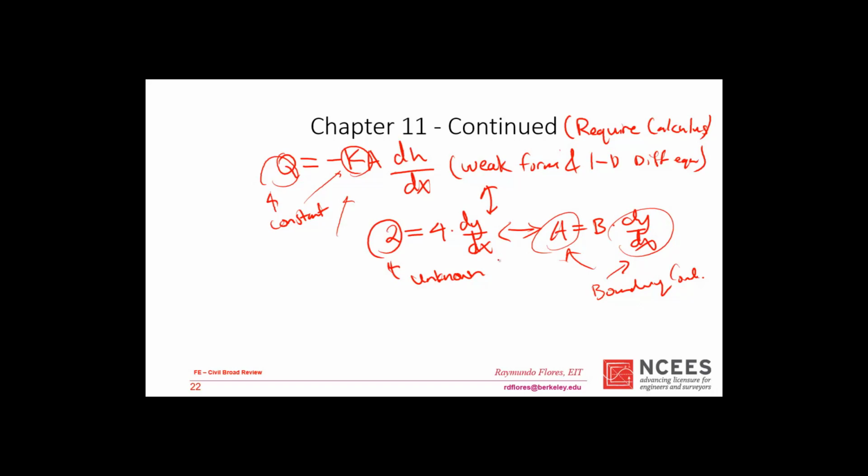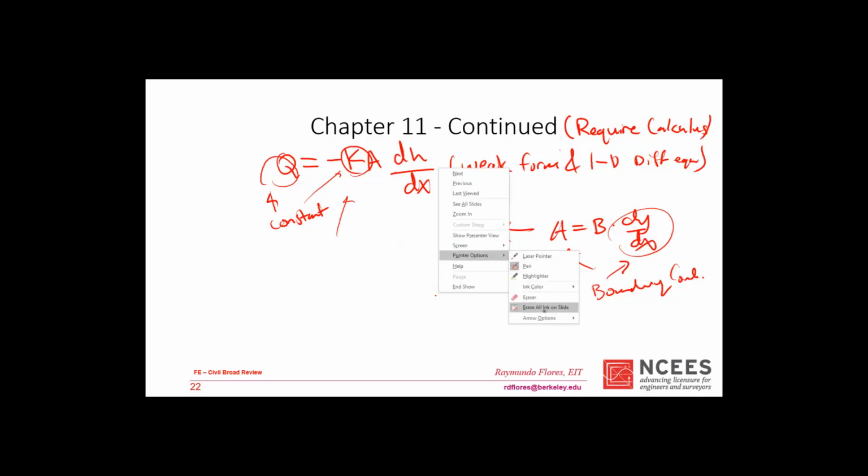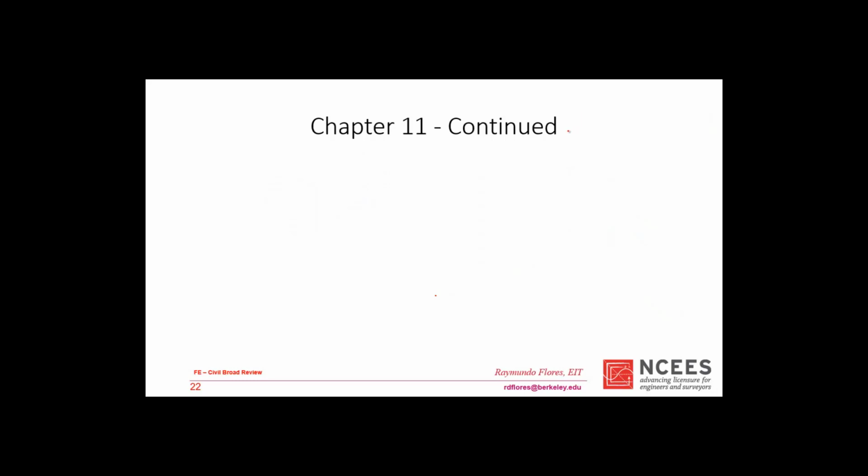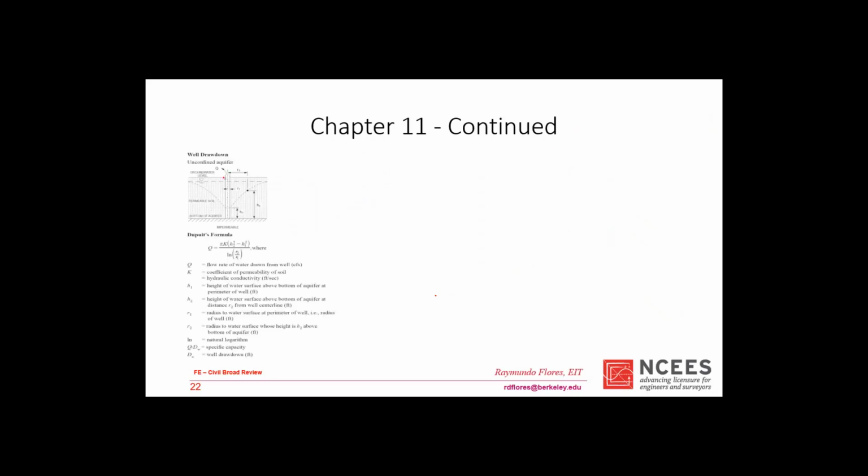And so let's go ahead and get rid of this stuff. I'm actually going to get rid of everything. So from this point of view, let's just keep this in mind. Let's go on to the next thing. In this case, we have a well drawdown in an unconfined aquifer. So you get this formula, right?